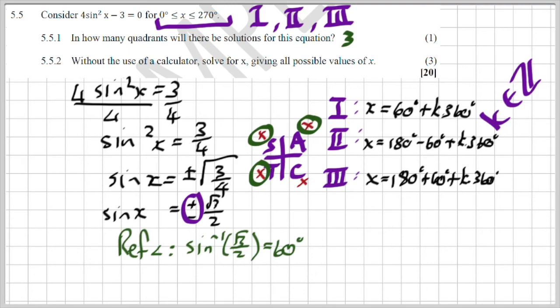But now we're looking for specific values of x. So I'm going to choose k to be 0. And this gives me my 3 only options, which is 60 degrees, 120 degrees, and 240. Wow, wow, wow. Beautiful trigonometry. I love this.